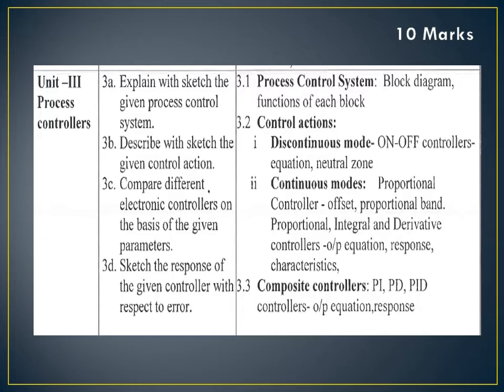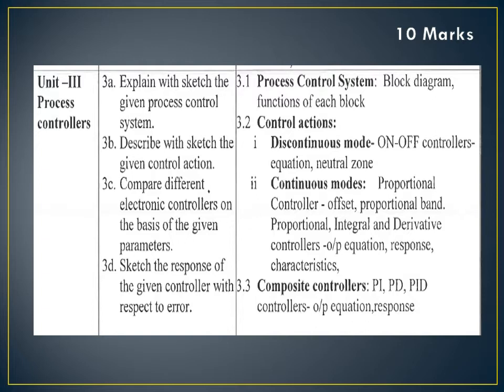This unit is having 10 marks and the unit outcomes of process controllers are: explain with sketch the given process control system, then describe with sketch the given control action, compare different electronic controllers on the basis of the given parameters, sketch the response of the given controller with respect to the error.